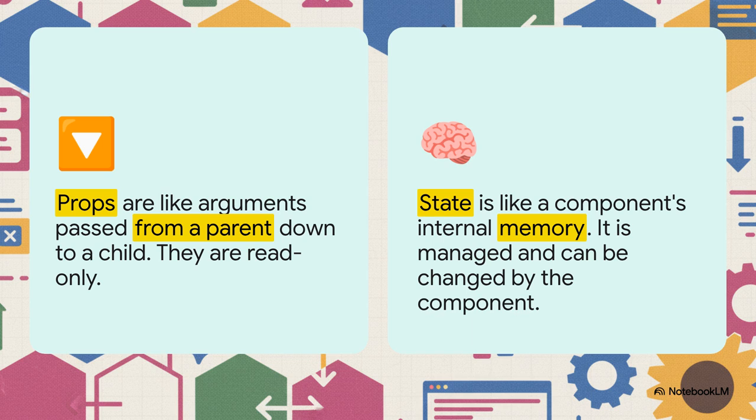Think of it like this. Props are how a parent component passes data down to its children. They're like instructions. The child can read the props, but it can't change them. State, on the other hand, is a component's own private memory. It's the data that the component itself is in charge of, and it can change that data over time based on things like user clicks.